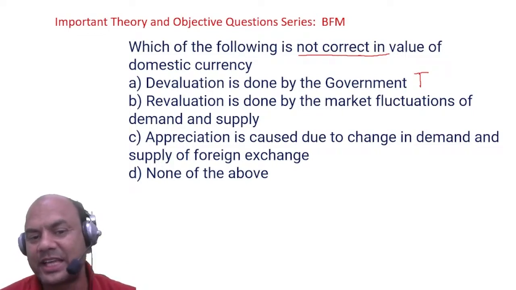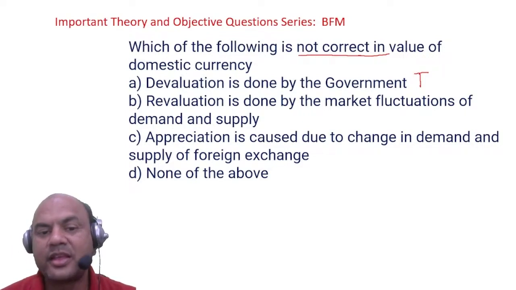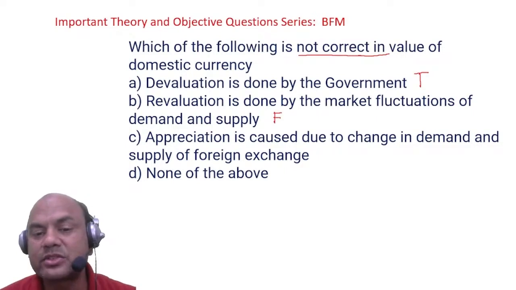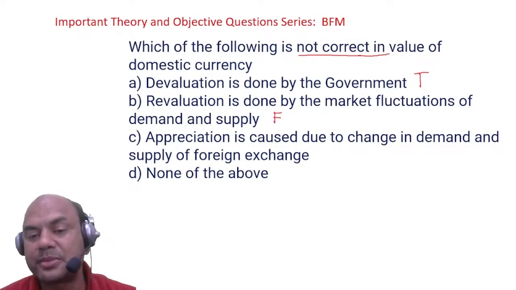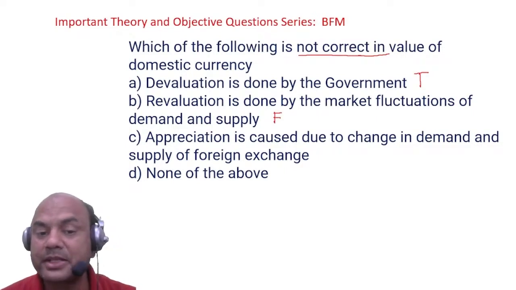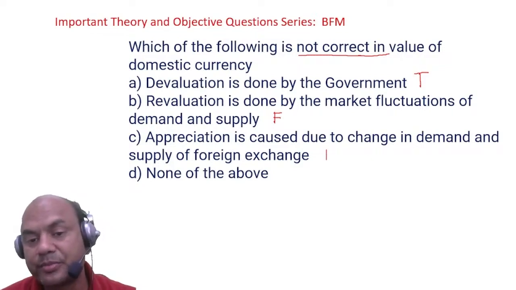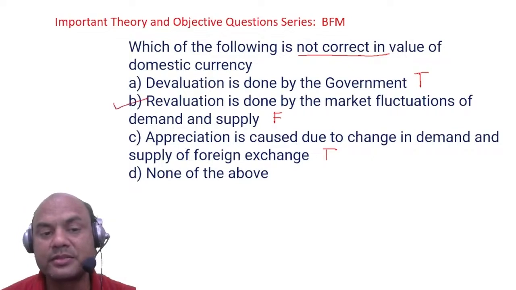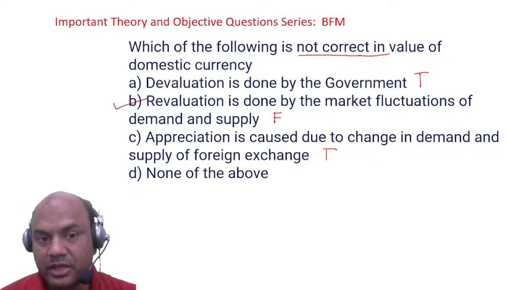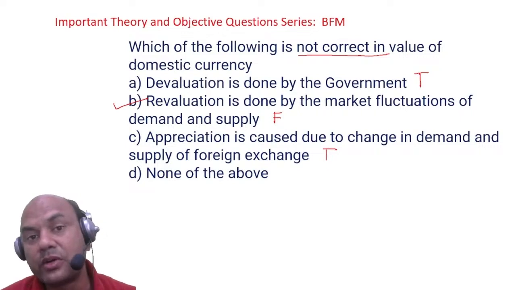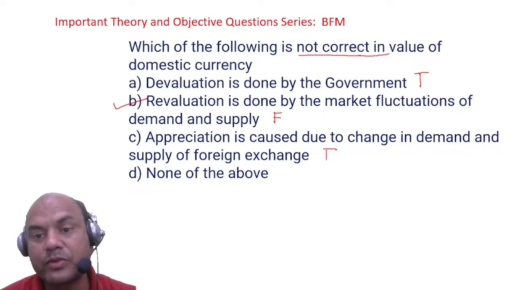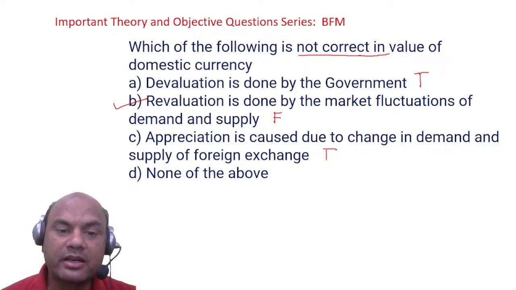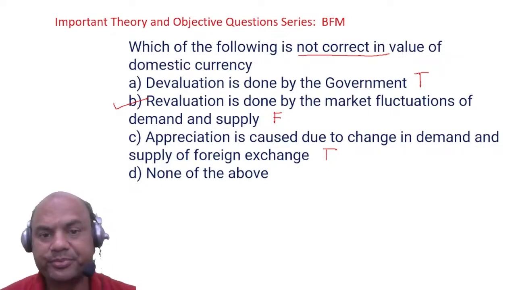This is the catch. So this is false. Appreciation is caused due to the change in the demand and supply. So demand and supply, that is appreciation, depreciation. So that is true. So we want not correct. Not correct is this. B is the answer. Revaluation and devaluation are done by the government. They are not done by the market forces. Market forces do appreciation and depreciation.